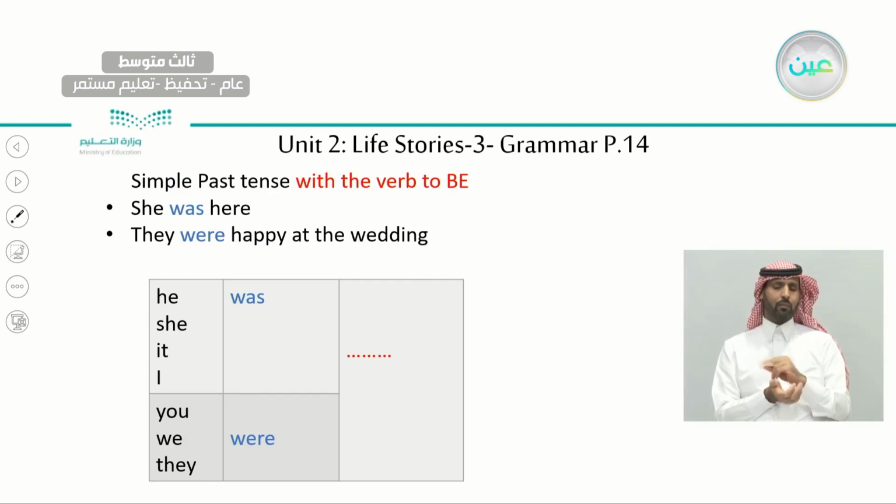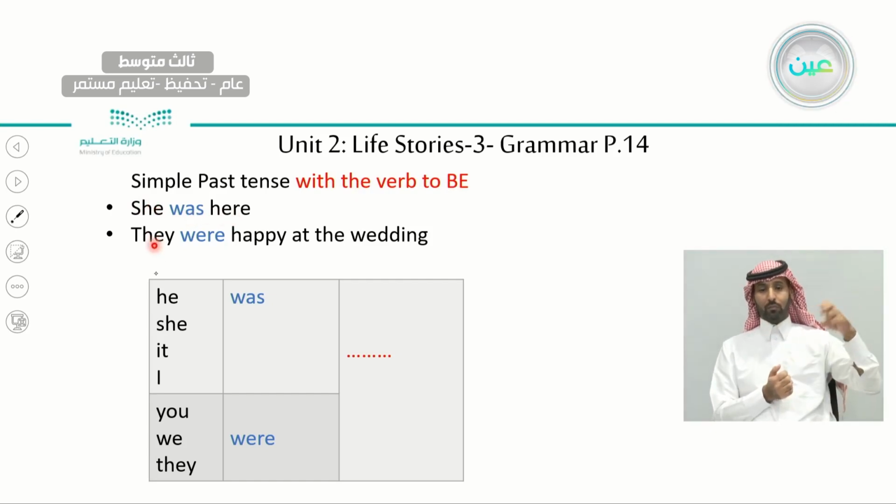Sometimes we have the verb to be, okay? We don't have a main verb, we have the verb to be. Like what, ya miss? She was here. They were happy at the wedding. So these are examples. We don't have a main verb. We have the verb to be.